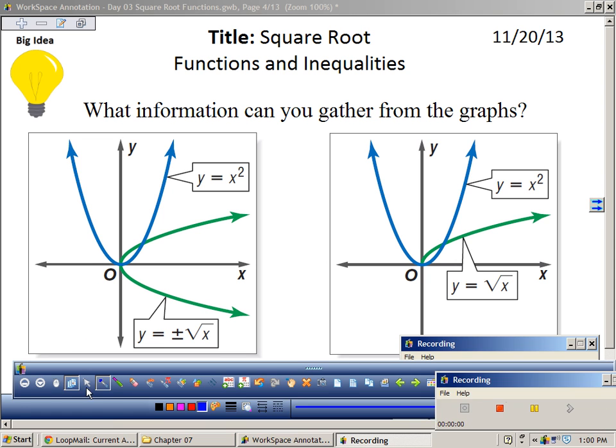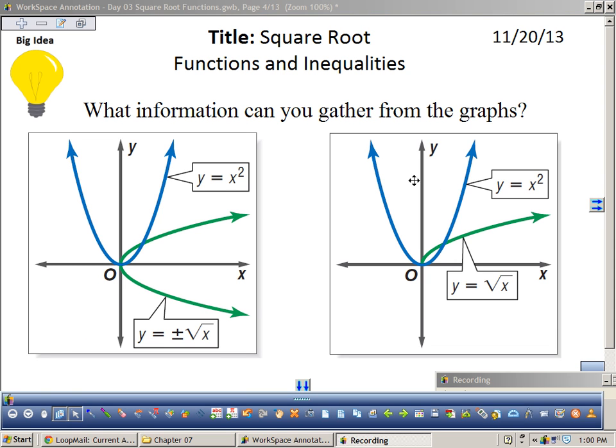About square root functions and inequalities. So take a look at these two graphs. What information can you gather from the graphs?